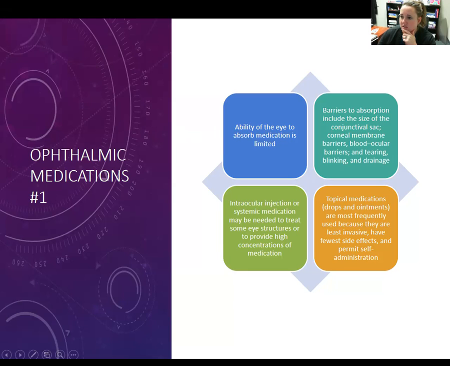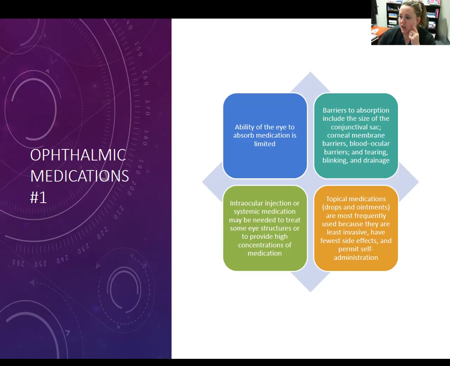Ophthalmic medications. So let's just talk about some of the things that affect the medications that we give. We have a limited size of our conjunctival sac. The conjunctival sac can only hold 50 milliliters of fluid at a time. The volume of one eye drop from a commercial topical ocular solution typically ranges from 20 to 30.